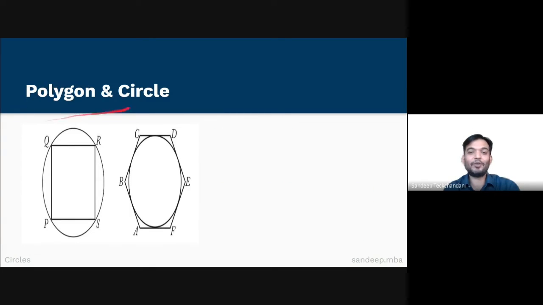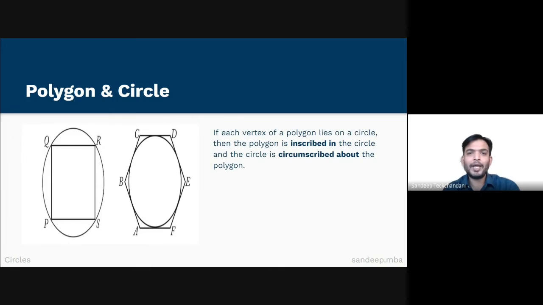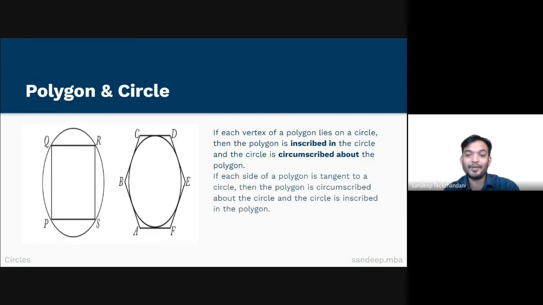In this slide, we'll talk about polygon and circle. If each vertex of a polygon lies on a circle, then the polygon is inscribed in the circle and the circle is circumscribed about the polygon. If each side of a polygon is tangent to a circle, then the polygon is circumscribed about the circle and the circle is inscribed in the polygon. For example, in the figure shown here, the quadrilateral PQRS is inscribed in a circle and hexagon ABCDEF is circumscribed about a circle.